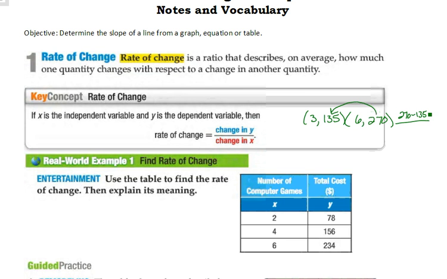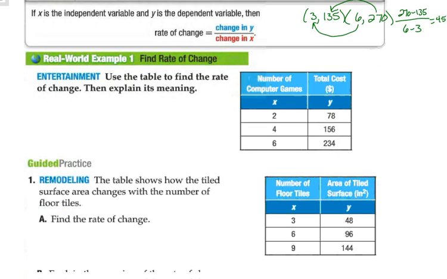And we compared that to the change in x, our independent variable. We compared it to the 6 minus 3, and we ended up with our 45. So we did do a rate of change. We did look at it with x's and y's. We just looked at it in a real world situation. So change in y, the dependent, over change in x, the independent.